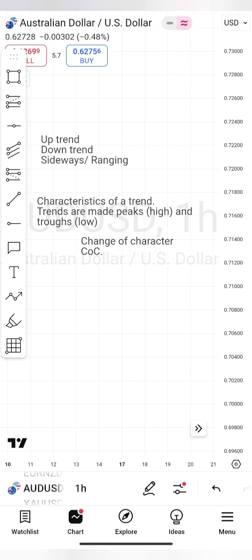Okay, so when you notice something out of place, this trend was moving up. I was seeing it. We were getting higher lows and higher highs. All of a sudden, we stop getting higher lows and higher highs. It means that the characteristics of that trend that you just spotted have changed, hence change of character.